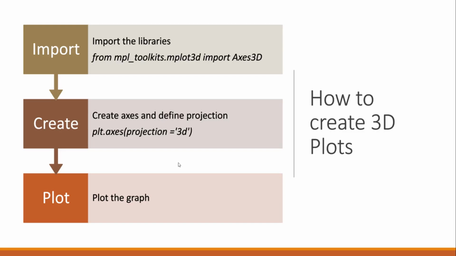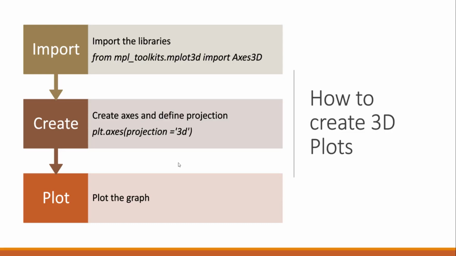The next step is to create axes and define projection. We have to create the figure first, then we must create a 3D axes object and specify the value of the projection parameter as 3D, as we want to plot the 3D graph. The syntax for this is plt.axes, and in parentheses we pass the projection parameter and set its value to 3D. It is a very necessary step, otherwise you are not able to plot the 3D graphs.